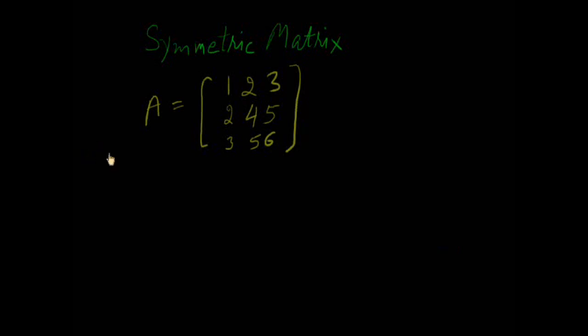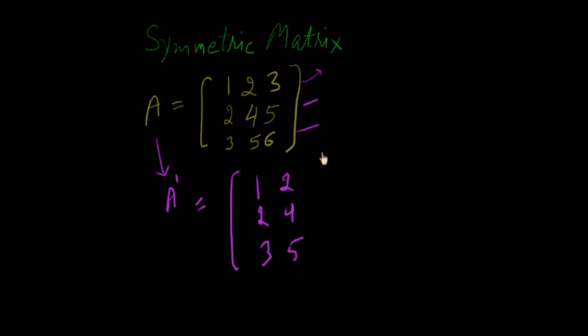Suppose we calculate its transpose. A transpose is equal to, we are changing its rows into columns. These are the rows into columns. First row is 1, 2, 3. We are making column 1, 2, 3. Second row is 2, 4, 5. We are converting in column 2, 4, 5. And third row is 3, 5, 6. We are converting in column 3, 5, 6.